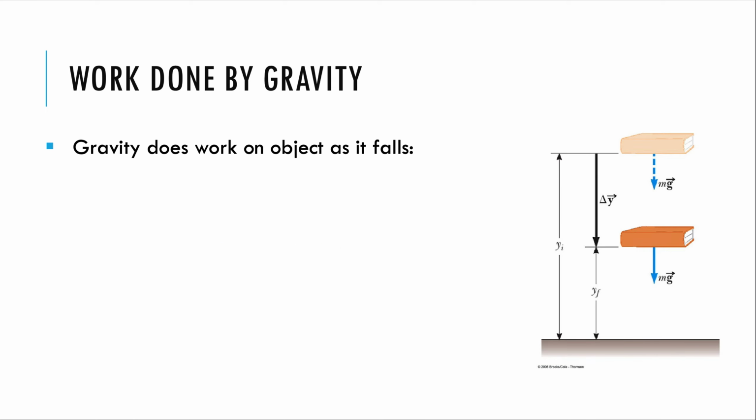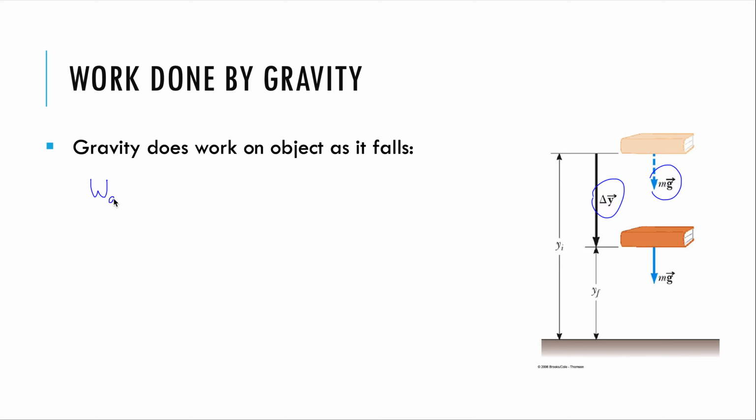Now, let's look at the work done by gravity on an object as it falls. When an object is falling, we know that the weight is acting on it, and we know that it's falling downward. The delta y is downward. So we know from our definition of force times distance that we have positive work done by gravity. Let's calculate that positive work.